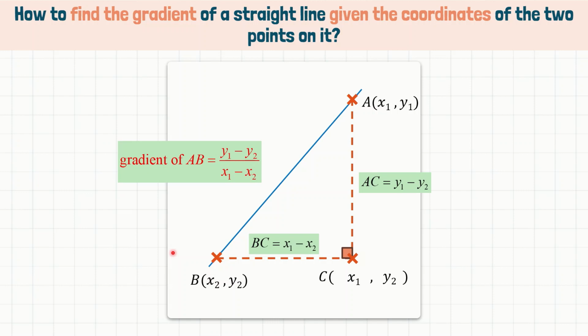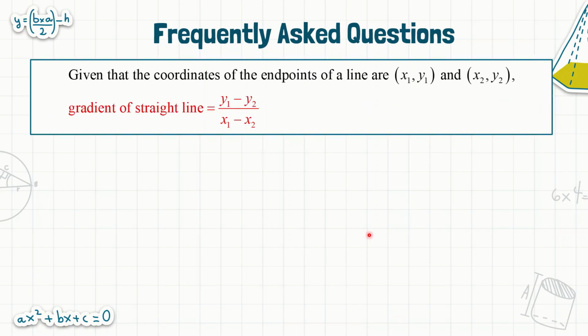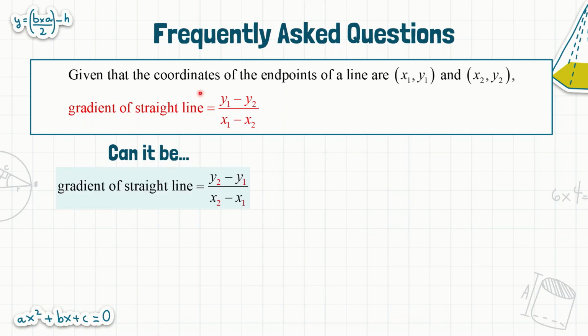Okay, so that is the gradient of a line segment, or gradient of a straight line formula. So there are some questions that you may have regarding the formula, but before that, let me just summarize the formula over here. One question that you may ask is, can it be expressed as y2 minus y1 over x2 minus x1 instead of y1 minus y2 over x1 minus x2?